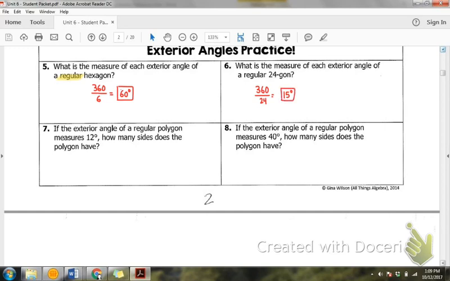So I think you have one more column on your chart that says each exterior angle. We get each exterior angle by taking 360 and dividing by what? The number of sides. N. Thank you, Cedric. We're taking 360 and dividing by n. So where it says each exterior angle, this is how you figure it out. 360 divided by n.